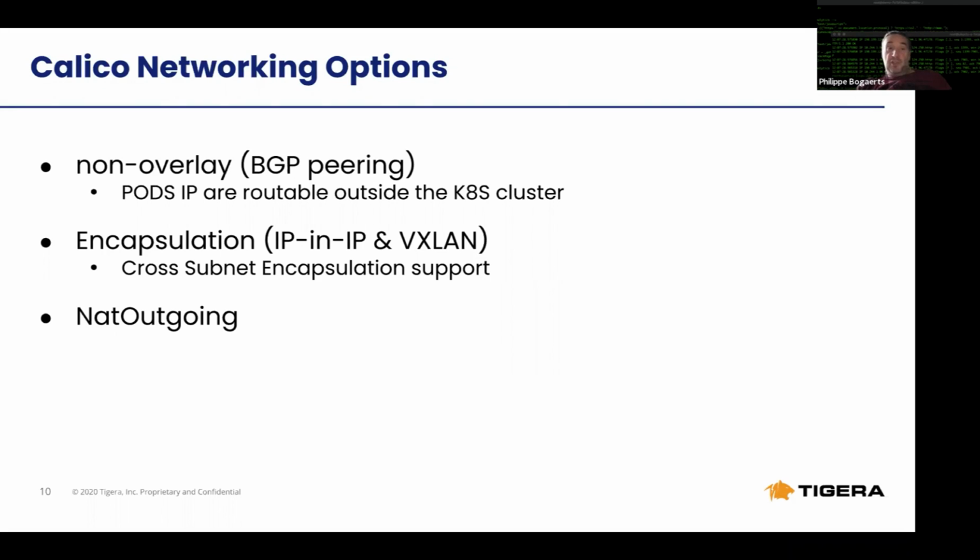If you really want to push it to the side, you can also opt for non-overlay networking. In that case, Calico will not encapsulate any traffic. So the IP addresses of your pods will be visible, let's say, on the underlay network. There is no overhead for encapsulation. Everything is controlled by BGP.